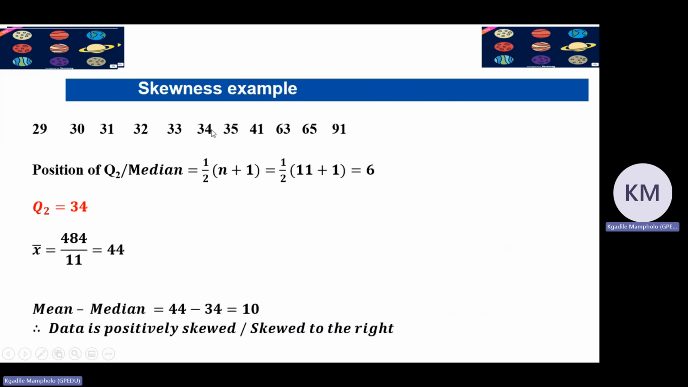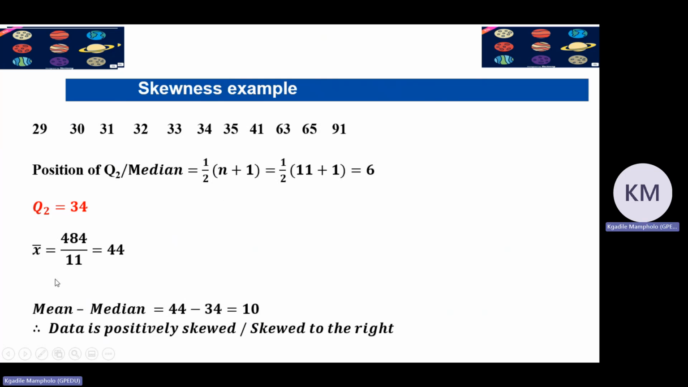We are not necessarily determining the median. Then you say half into n plus 1. And we have how many terms? 11 terms. 11 plus 1 is 12, divided by 2 is 6. It means term number 6 in this is the median. Then we count: 1, 2, 3, 4, 5, 6. It means 34 is our median in this data set.